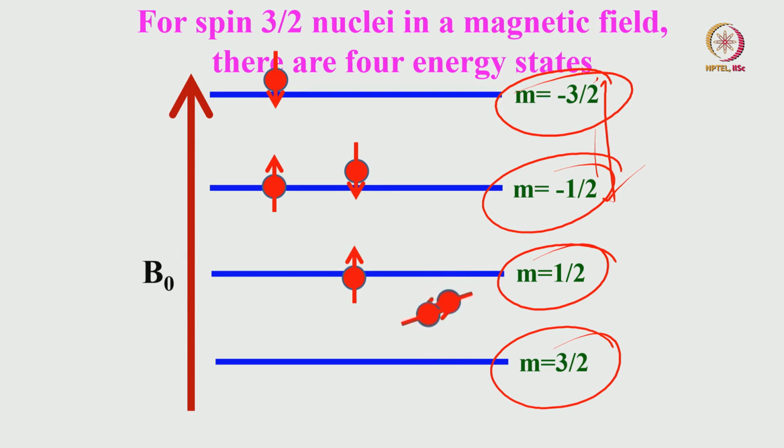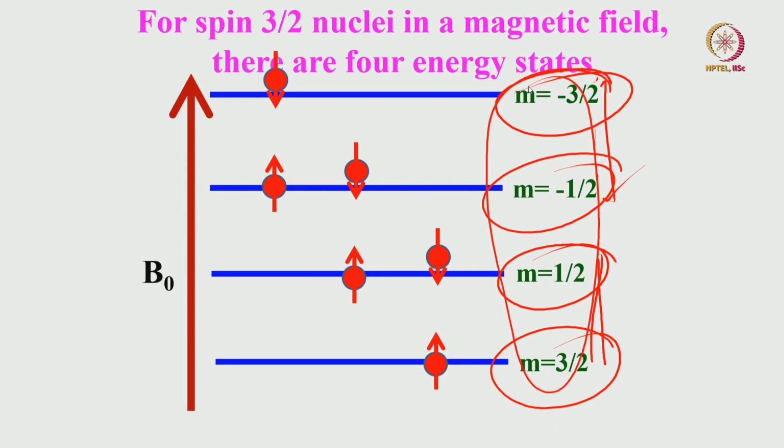What about plus half to 3/2? The difference is minus 1 and plus 1, that is also allowed. So there are three possible transitions for a spin 3/2 case. If you consider a single nuclear spin which has 4 different energy states corresponding to 4 different magnetic quantum numbers, we can expect 3 transitions like this according to the selection rule.